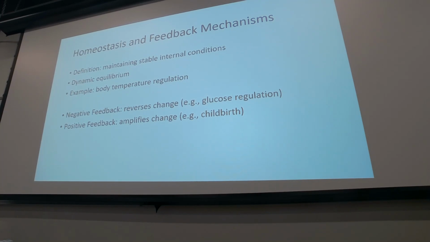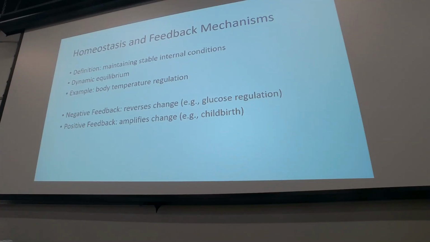For instance, our body temperature is 97.6 Fahrenheit or 37 degrees Celsius, but that body temperature can have a range. In degrees Celsius, it is between 36.5 and 37.5, and the set point is 37 degrees Celsius. In order to maintain this range, we have negative feedback and positive feedback loops or mechanisms.